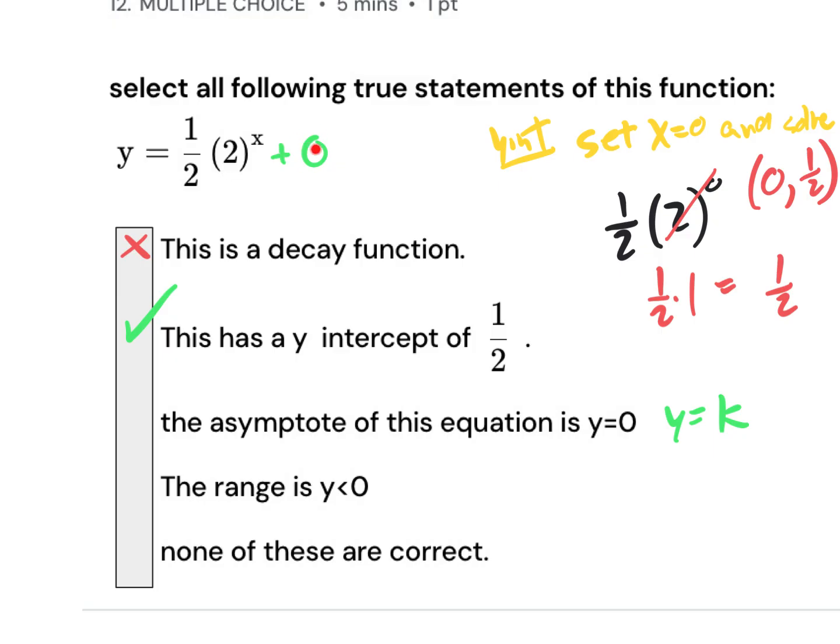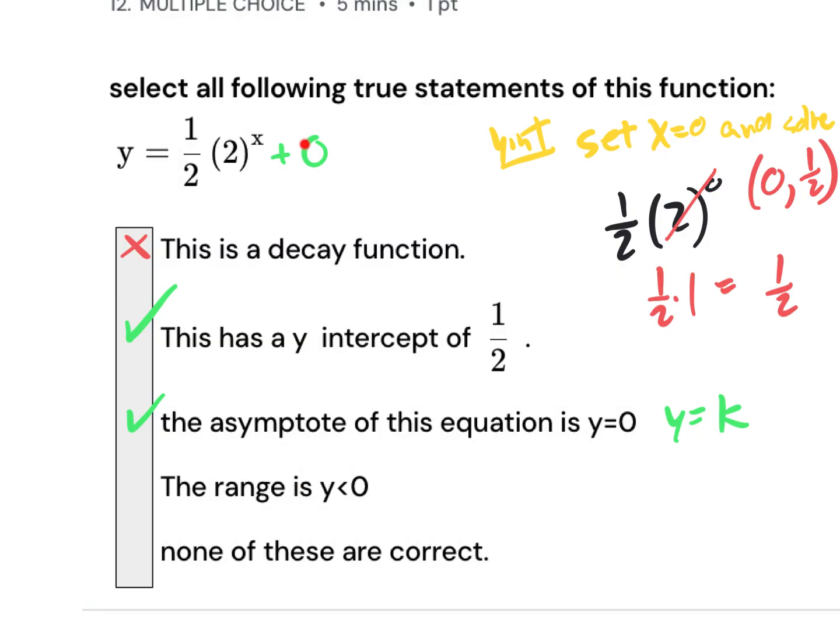Since there is no number, you could put a +0 and say that the asymptote is y equals 0. The range we've explained before is that it's either above or below your asymptote, and it depends on your a value. Okay, wait a minute, I forgot to check this. That's correct. So the range is either above or below your asymptote.